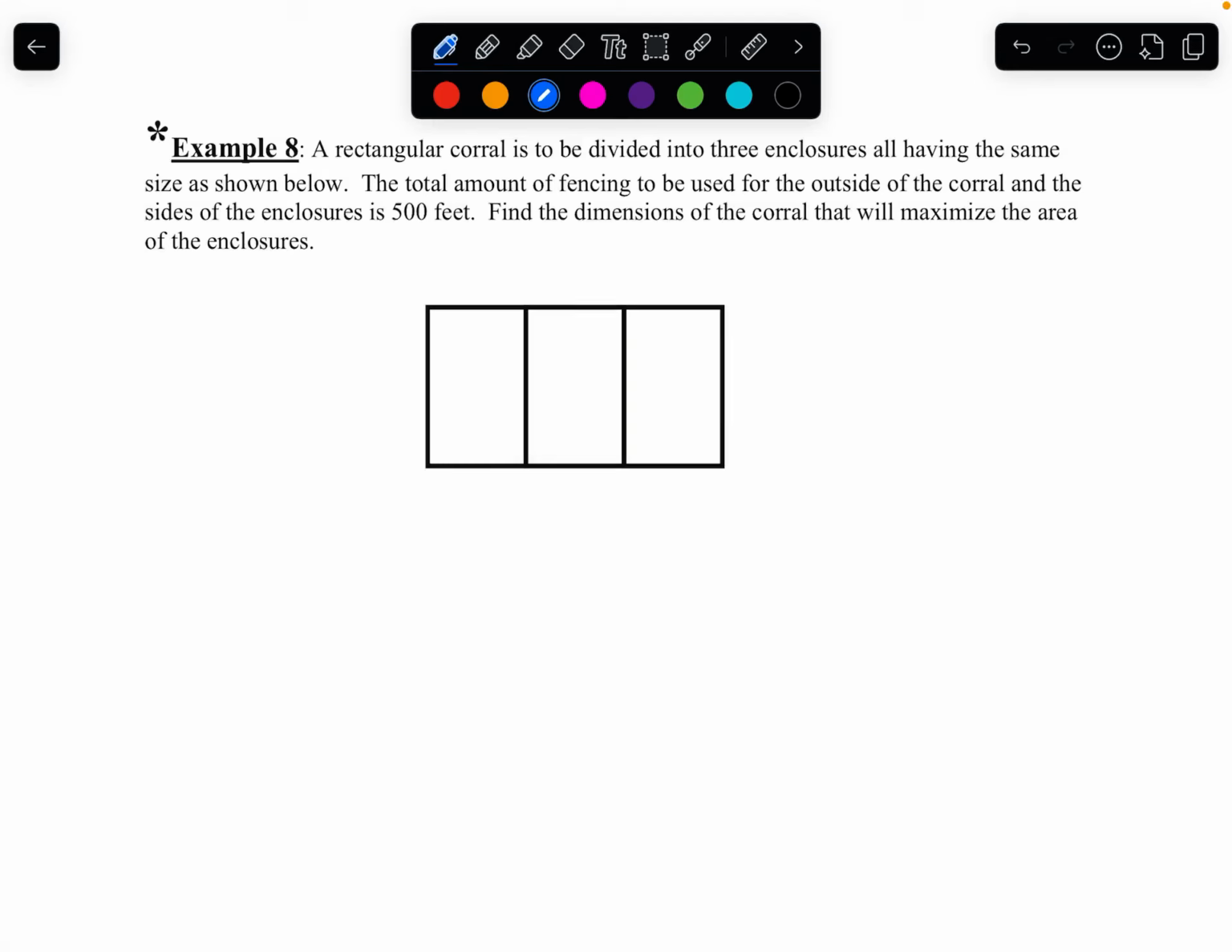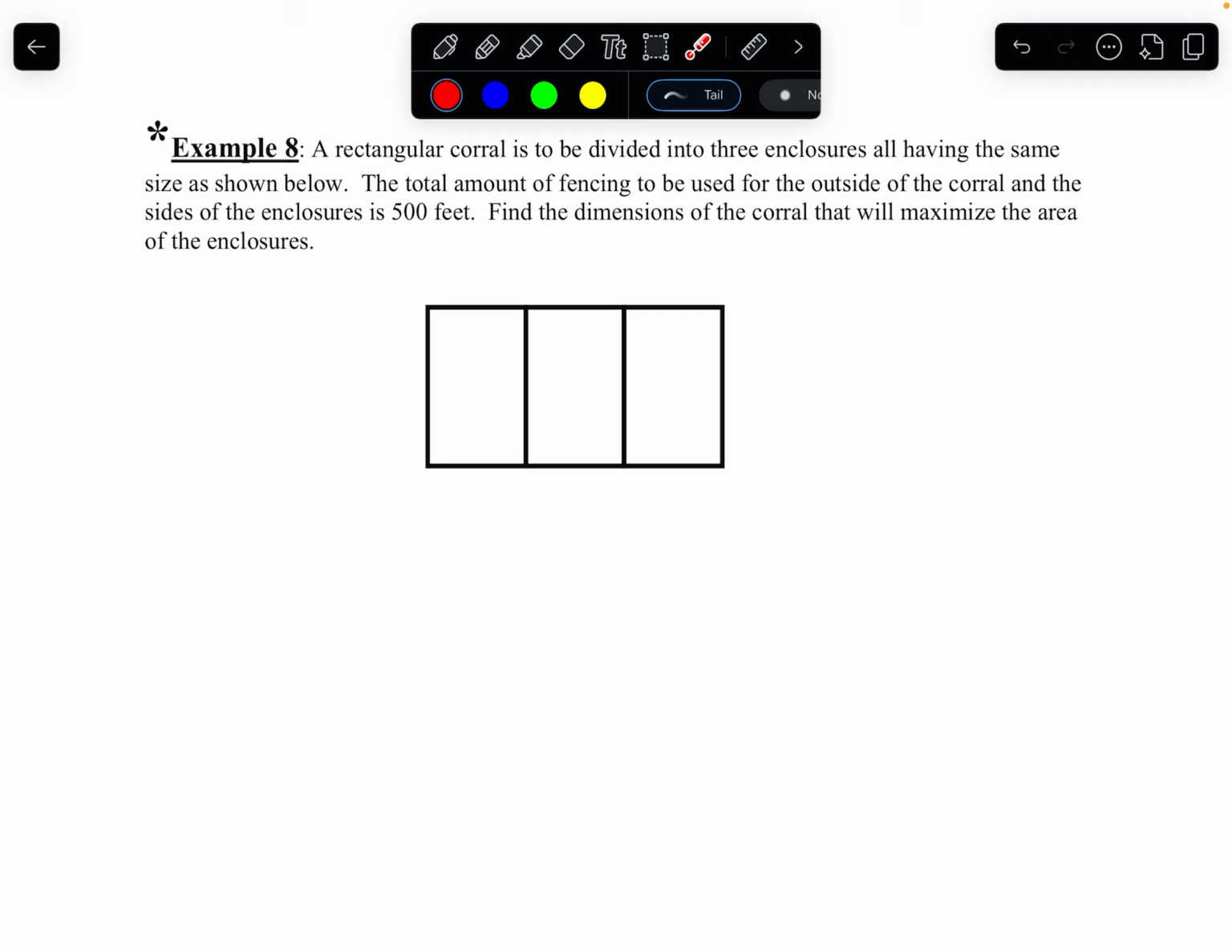All right, so now we're looking at a rectangular corral that's to be divided into three enclosures, all having the same size as shown below. The total amount of fencing to be used for the outside of the corral and the sides of the enclosure is 500 feet. So we're going to find dimensions of the corral that will maximize the area of the enclosure.